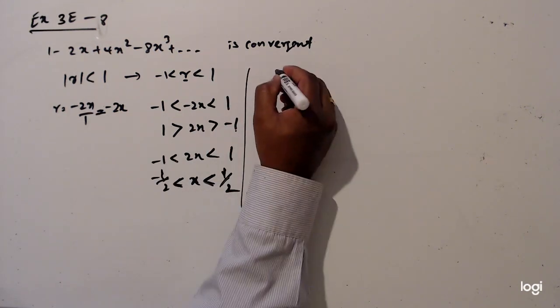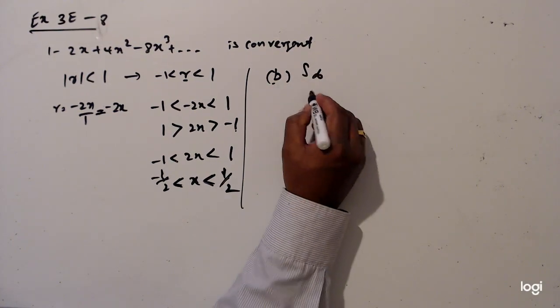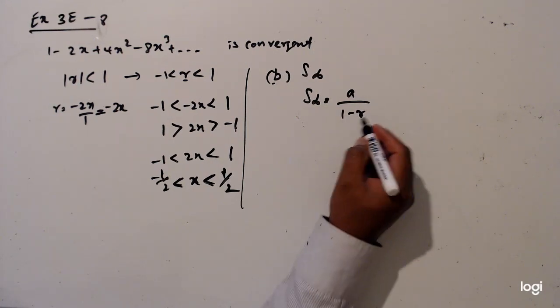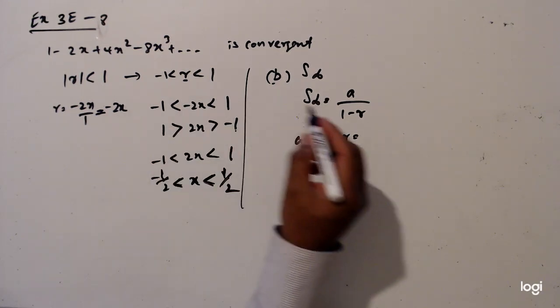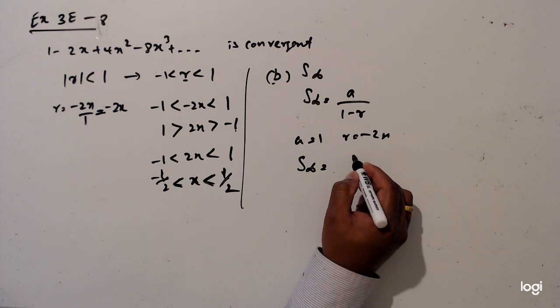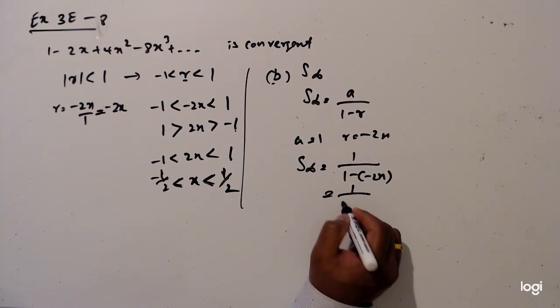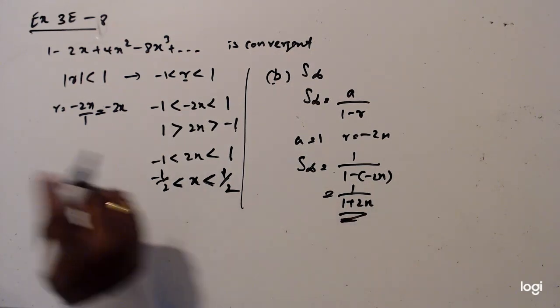Part B, we need to find the S infinity. So S infinity is a over 1 minus r. The a value is 1 and r, we found, is minus 2x. So we substitute here: 1 over 1 minus minus 2x, that is 1 over 1 plus 2x. Yeah, that's all.